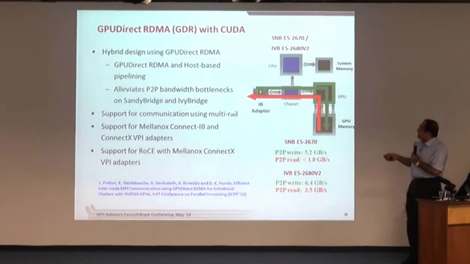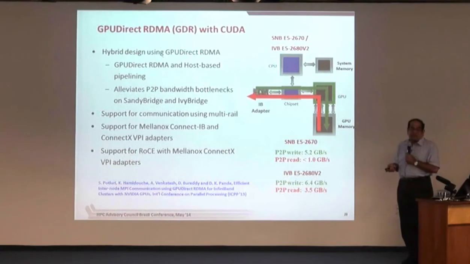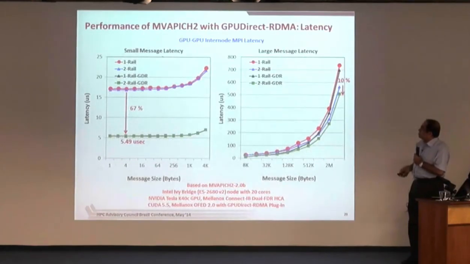So in order to bridge this gap, what we have done is we have proposed a hybrid solution. That means for some message range, we take the data directly, but when you are trying to take it from GPU to InfiniBand, we take it through the host and then push it. So that we can get the performance at both ends, and that is the hybrid design we have. These are the supports we have provided since Supercomputing last year, and we are continuously improving it.